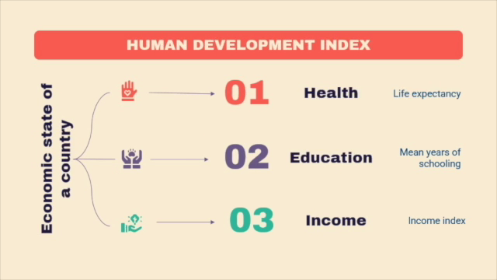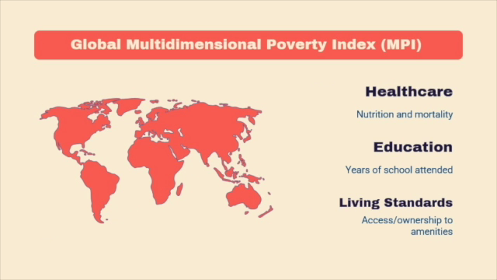The Human Development Index combines measures of health, education, and income to convey how a country is doing economically. Next, the Global Multidimensional Poverty Index focuses on problems in health, education, and living standards in over 100 developing countries through examining nutrition, mortality, number of years attending school, and living amenities.